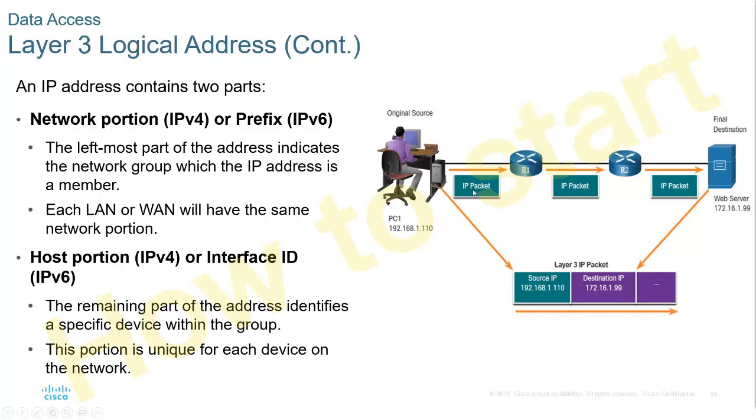So we could say that for PC1, maybe the first three groups of numbers are part of the network portion, and only the fourth one is part of the host. Basically, that means the network portion would not change, only the host portion would change. Don't fret, we actually have a lesson coming up talking about the network portion versus the host portion.